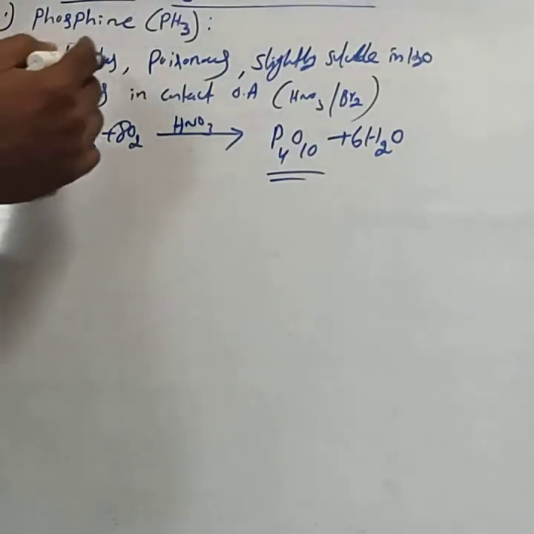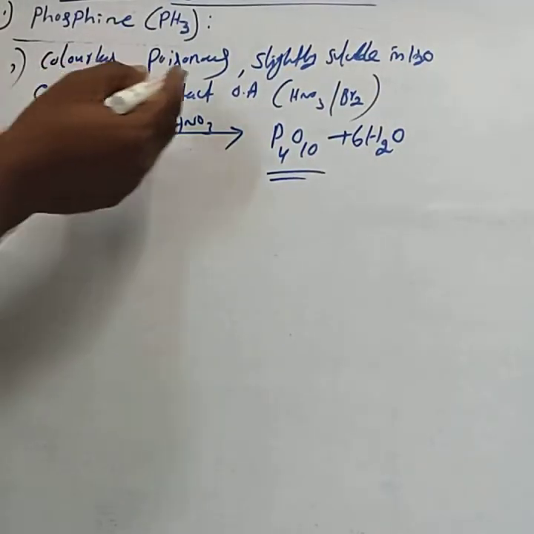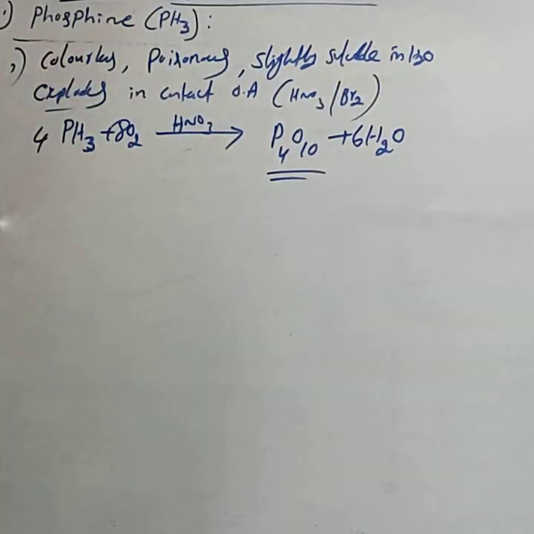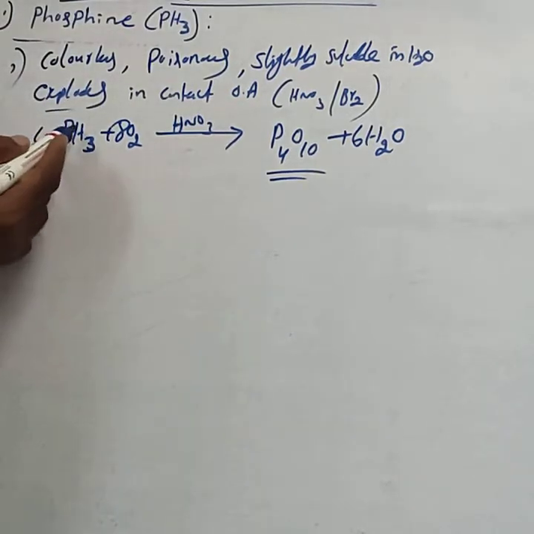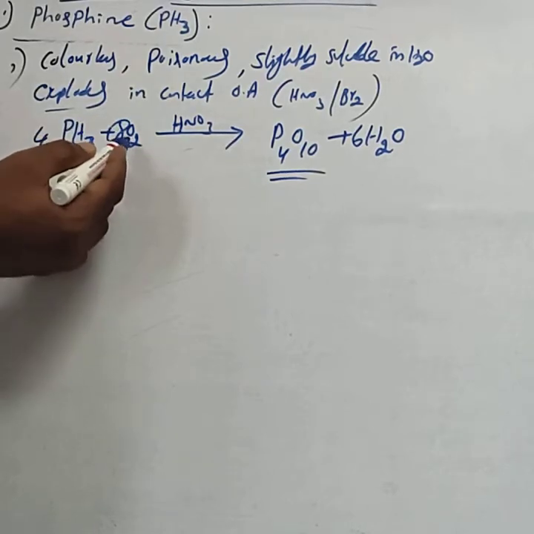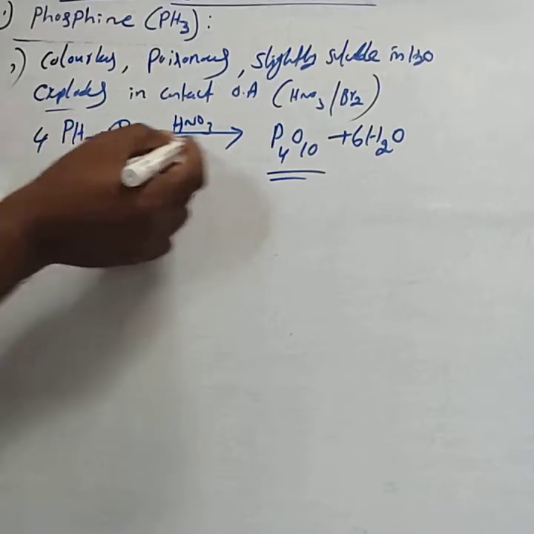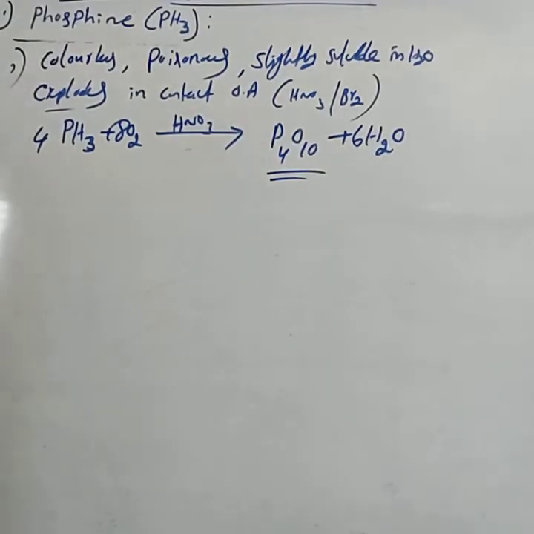It is colorless, highly poisonous, slightly soluble in water, and explodes in contact with an oxidizing agent like HNO3 or bromine water. In this reaction, phosphine reacts with the oxygen in the presence of an oxidizing agent to form P4O10.